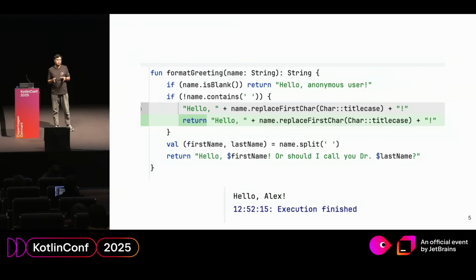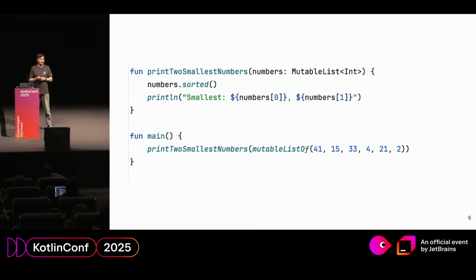The author of this code simply forgot the return in the second if here, and the whole expression, hello plus name replaceFirstChar plus exclamation mark, was simply lost and never returned out of the function. So if we add this return here, then the function prints Hello Alex with a capital letter, as we expected. Let's take a look at another example.